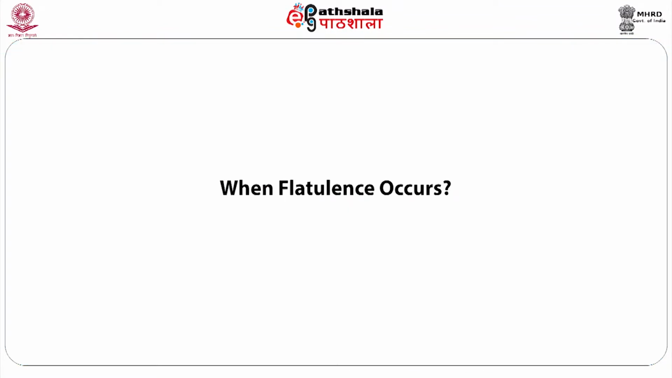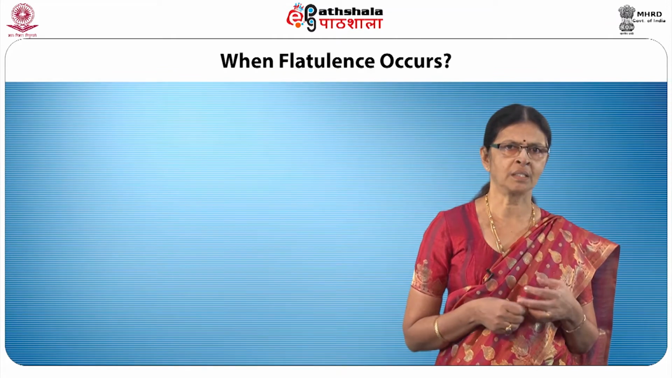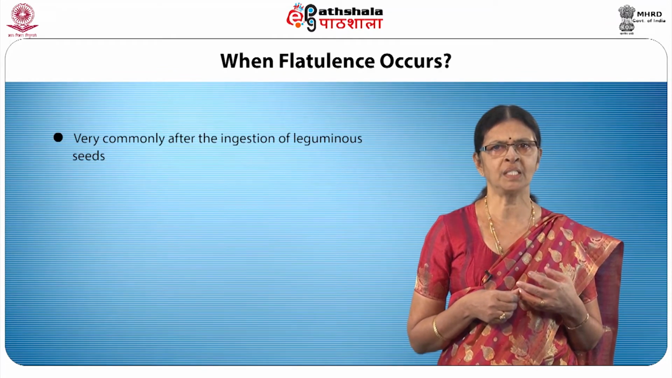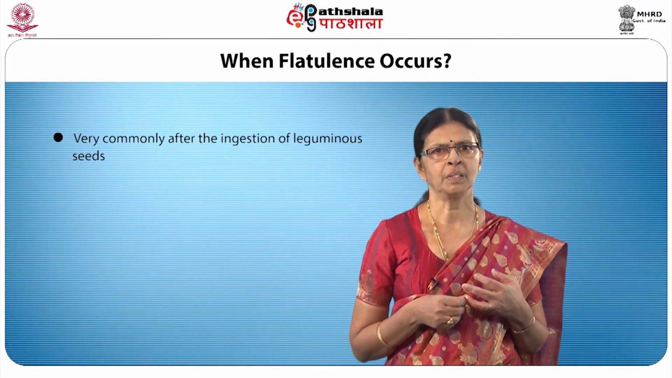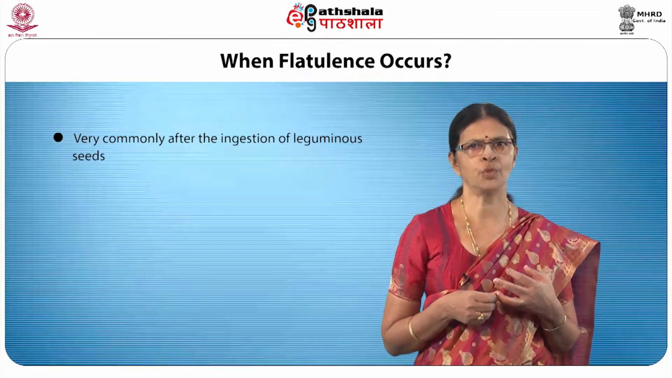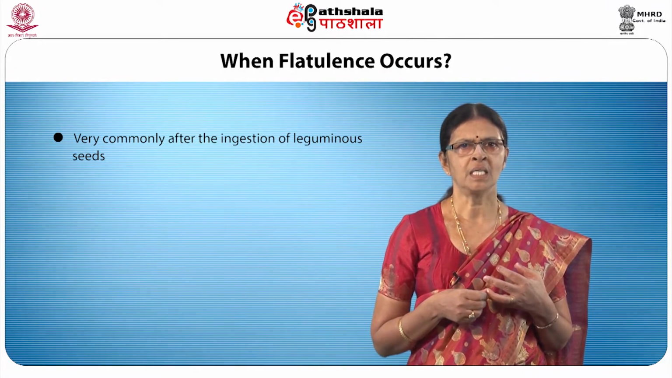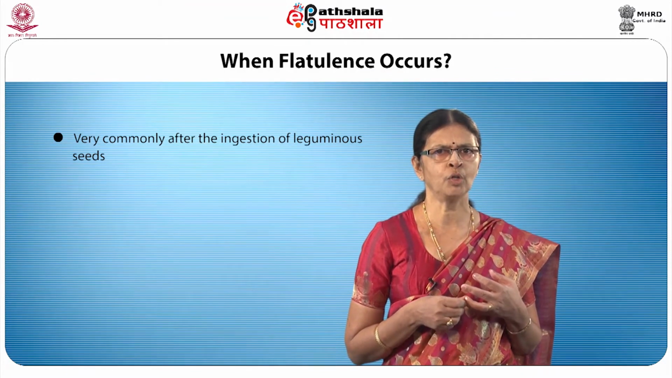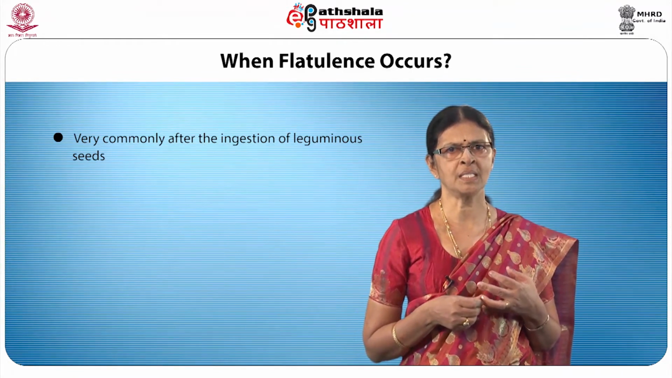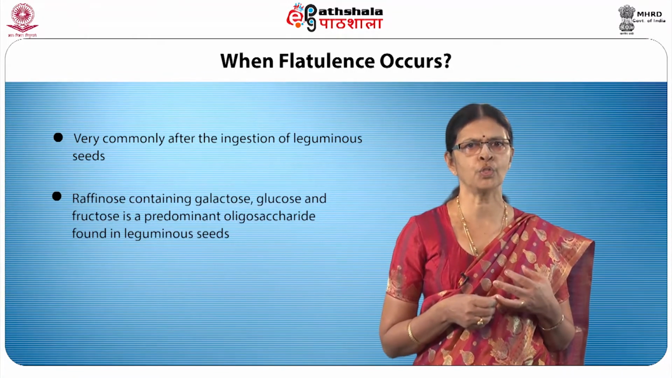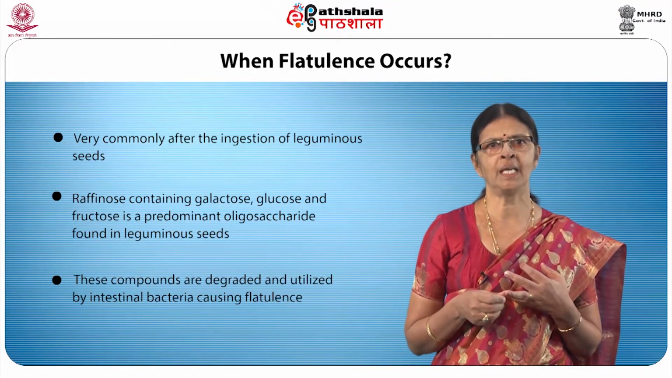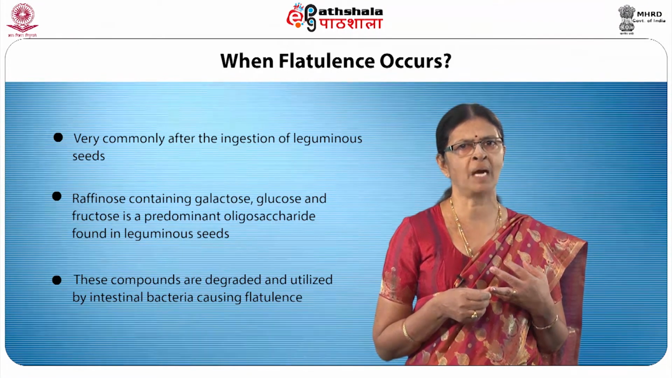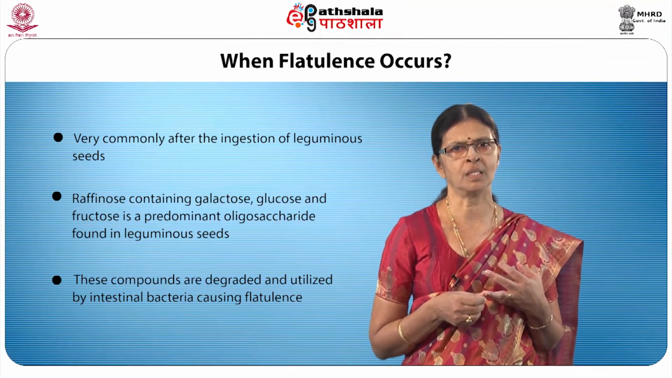Do you know when flatulence occurs? Flatulence occurs very commonly after the ingestion of leguminous seeds like Bengal gram, red gram, beans, peas and soya bean. They contain several non-digestible oligosaccharides, such as raffinose containing galactose, glucose and fructose. These compounds are degraded and utilized by intestinal bacteria, causing flatulence.